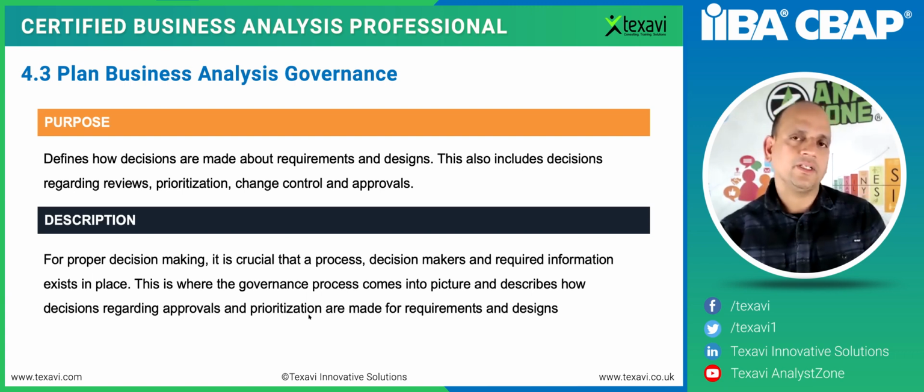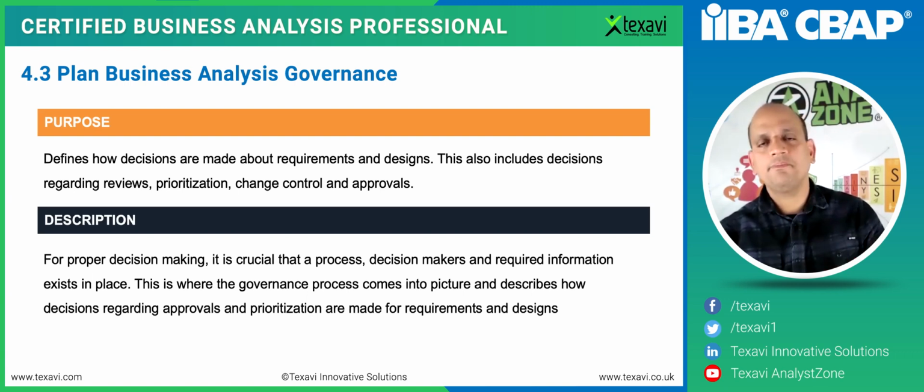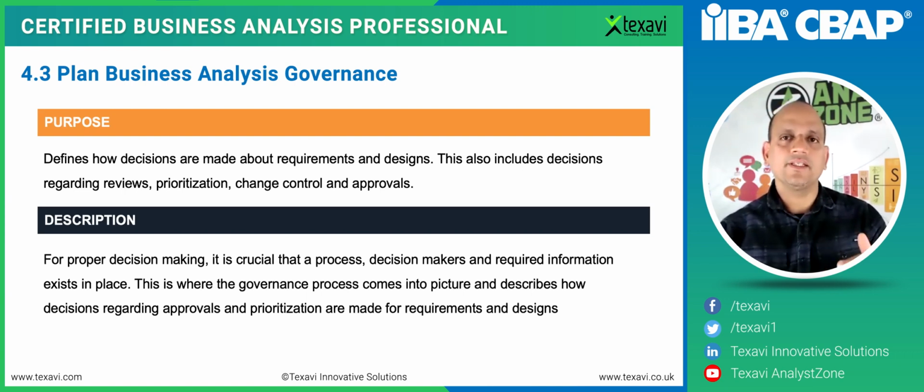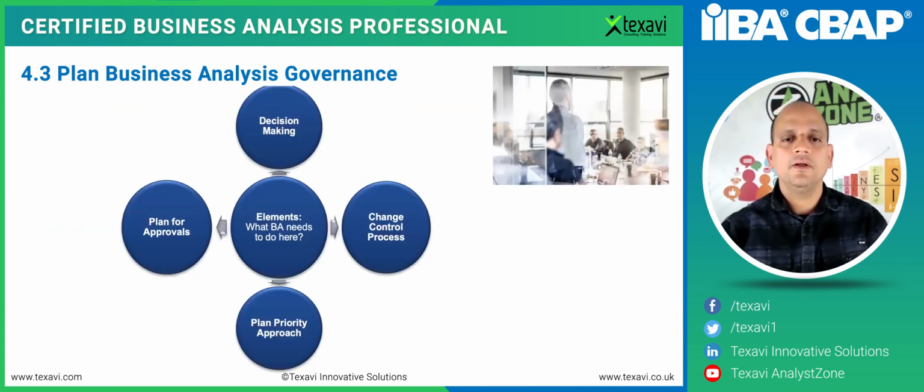So whatever we've discussed so far, this is basically a setup to help you prepare for how you can enable the decision making all through the life cycle about requirements and business analysis process. So that's what is important here. So when we talk about governance, basically there are about 4 or 5 things.